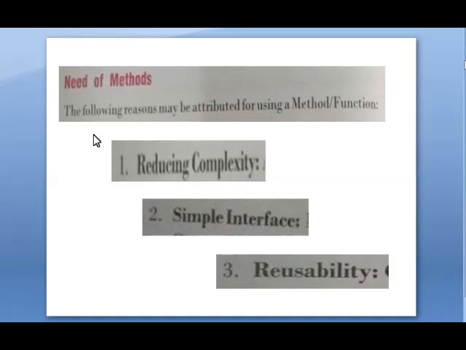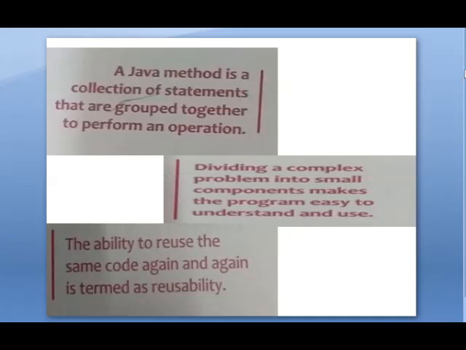If a big program or problem is divided into a number of segments, it is called a function or a method. So the need of a method: there are some reasons to make a function or a method. The first one is reducing the complexity, the second one is simple interface, and the third one is reusability. In Java, a method is a collection of statements that are grouped together to perform an operation. Dividing a complex problem into small components makes the program easy to understand and use. The ability to reuse the same code again and again is termed as reusability.